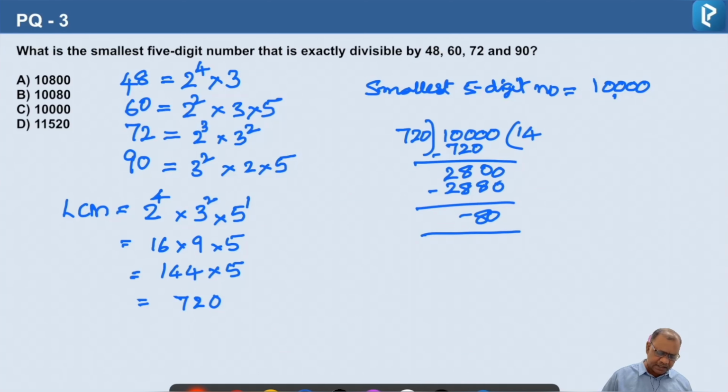So 10,000 is the smallest 5-digit number. If you add 80, it becomes 10,080. So this is the smallest 5-digit number which is divisible by these 4 numbers: 48, 60, 72 and 90. So the answer is option A is the correct answer.